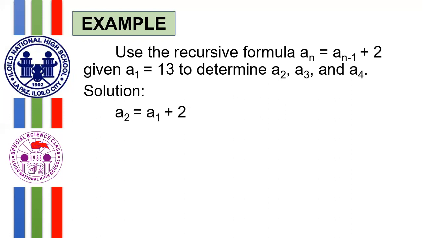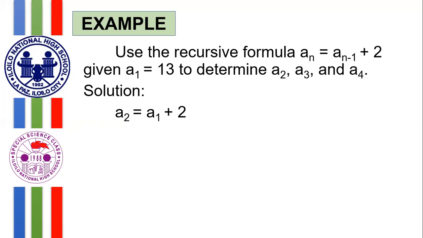So in a similar way, if you're looking for a sub 2, we will be replacing all n's by 2. So here, in this recursive formula, I change all the n's by 2. So I have a sub 2 equals a sub 2 minus 1, or you have a sub 1 plus 2. That's why you have it here.